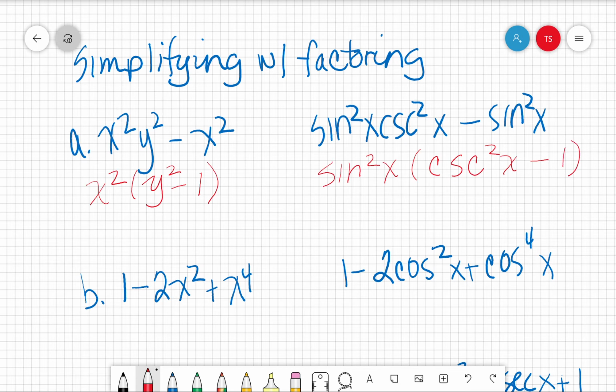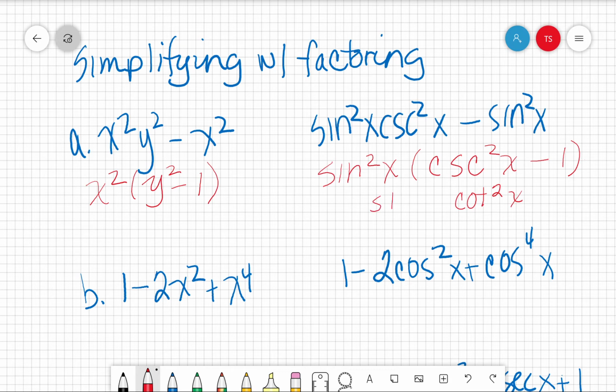And the way that we would use this to simplify, two different ways. If this was an equation and I had it set equal to 0, then I now have two factors that I can set equal to 0. Or I can use my identities to simplify this further. So for example, cosecant squared x minus 1 is actually cotangent squared x.